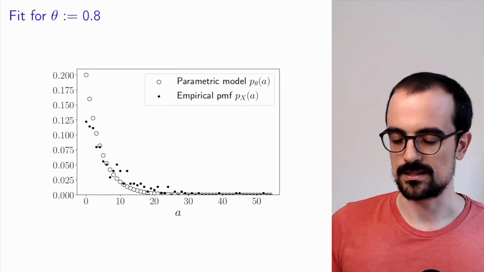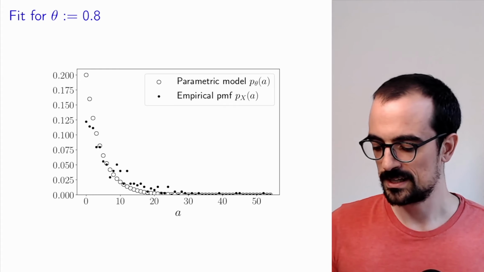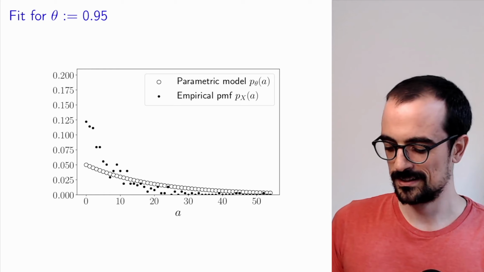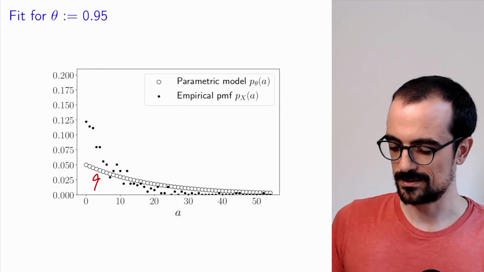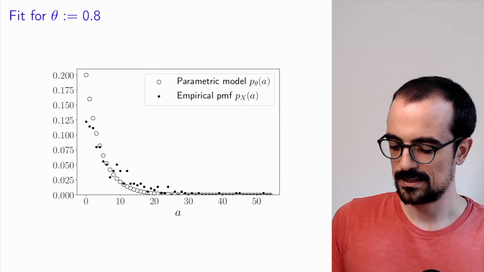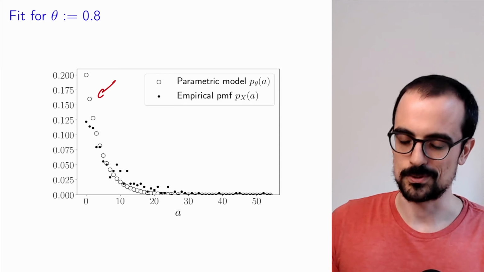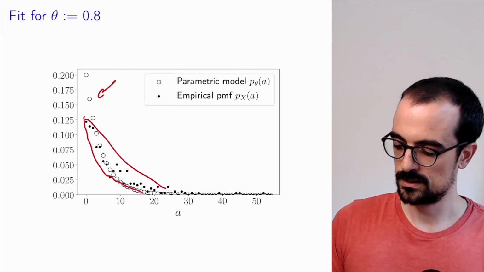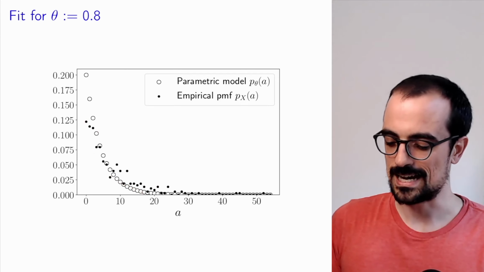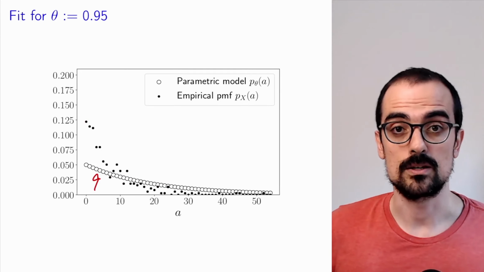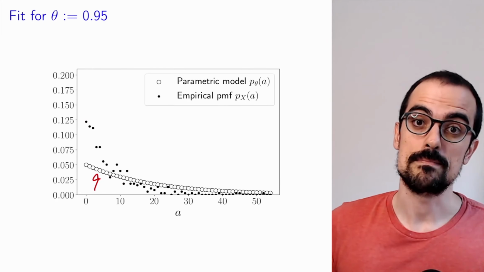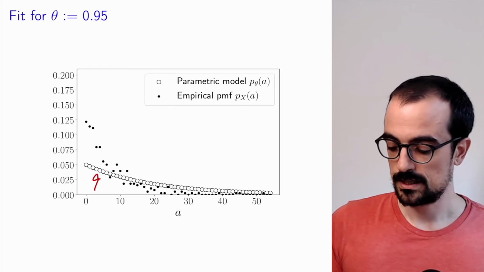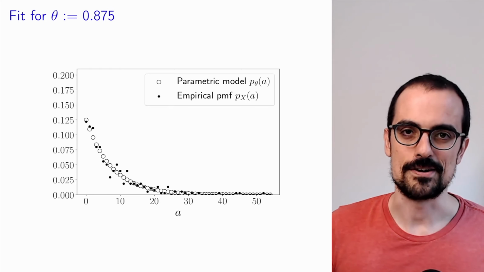Just to remind you, this is the fit that we got for 0.8. This is the fit that we got for 0.95, pretty bad. The circles for 0.8 and for 0.95 don't really correspond to the data that we're observing. And now let's see how the PMF corresponding to the maximum likelihood parameter looks. It looks much better. We get a very, very nice fit.